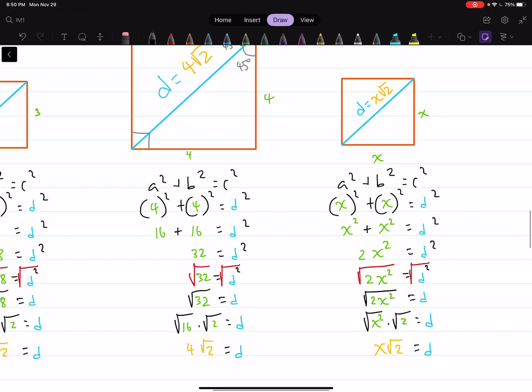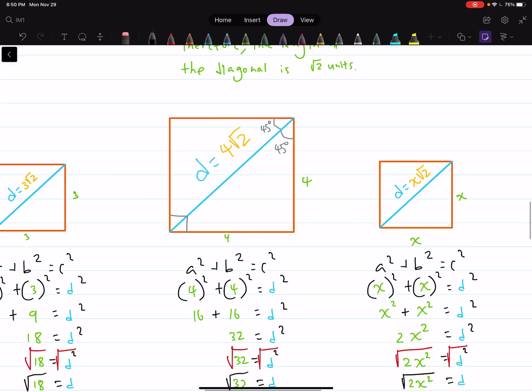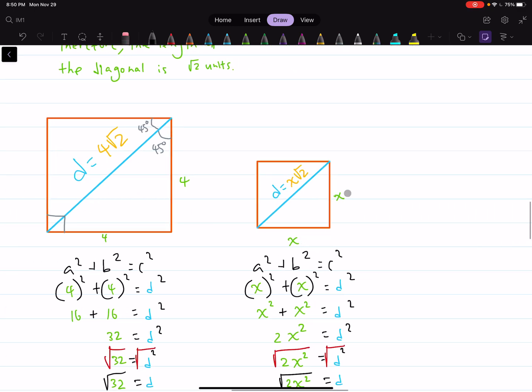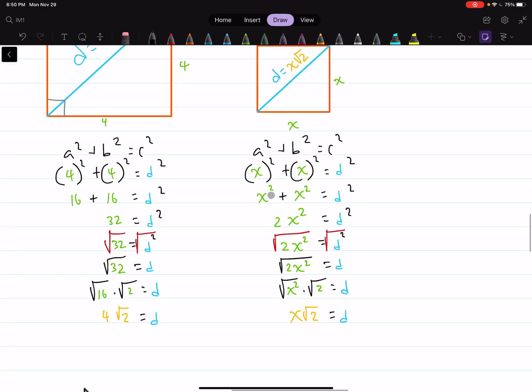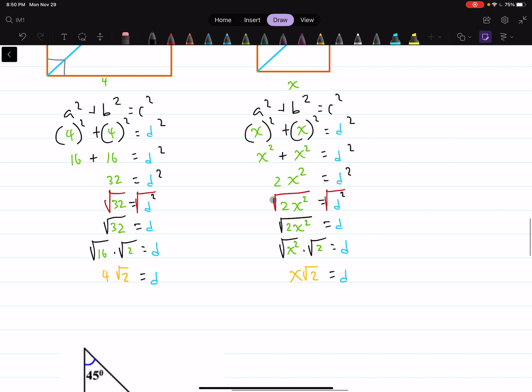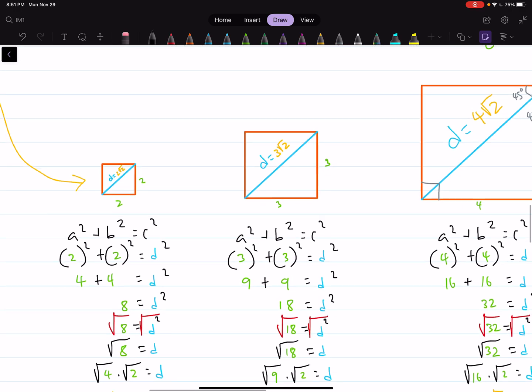And then finally, let me just talk about this one. The lengths of the legs are x. This one's a little bit confusing, so I'm going to take it slow. Substitute the a for x, substitute the b for x. So you got x squared plus x squared. X squared plus x squared is 2x squared. To get rid of the square here, square root both sides. And then I got square root of 2x squared. I can split the two values with the multiplication, and square root of x squared is just x, and square root of 2 is just square root of 2, and that is the length of the diagonal.